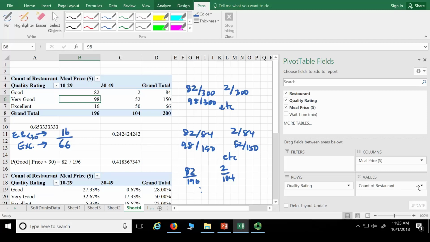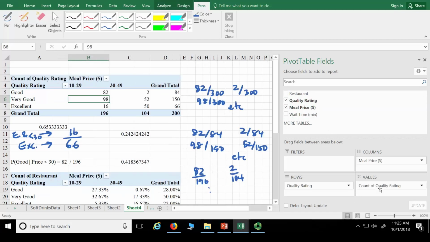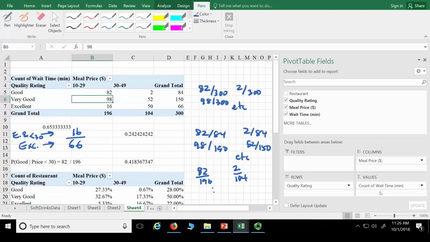Now, what if I did a count of some other variable? Let's say quality rating. What happened here? Did it change? No. Okay, well, maybe I could use some other variable. What if I do wait time? No, it didn't change.